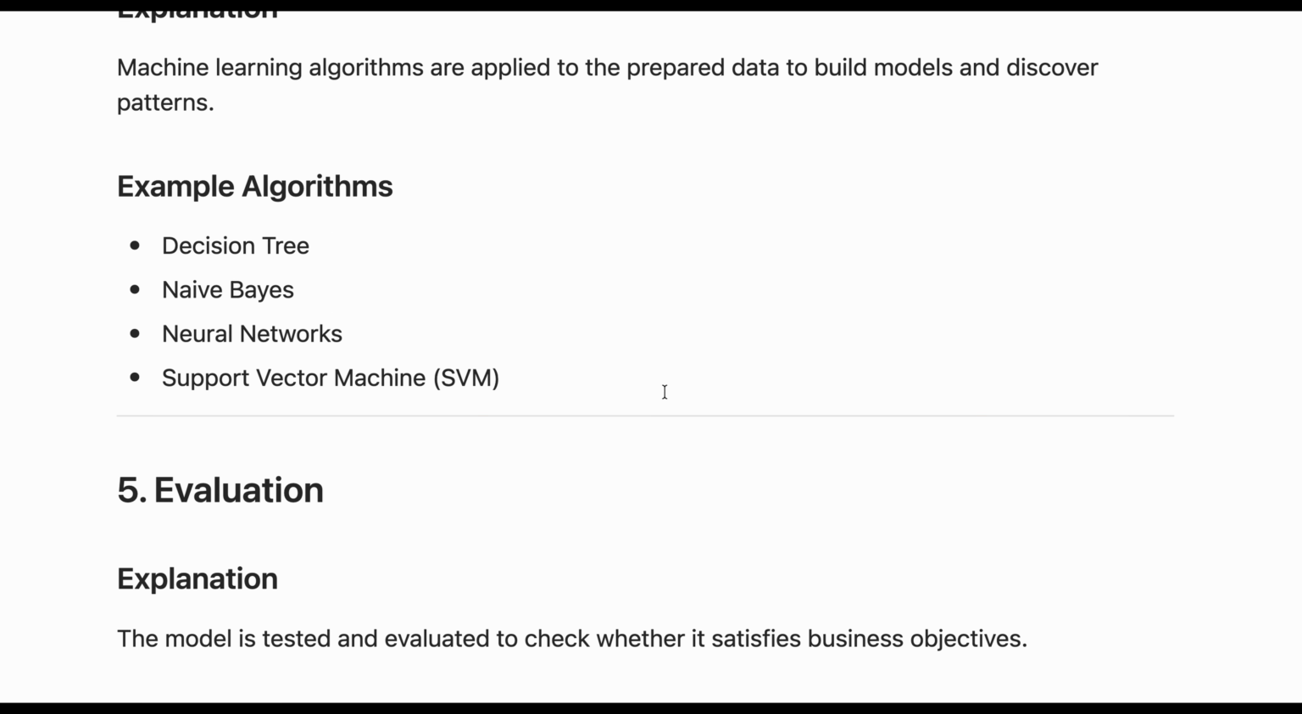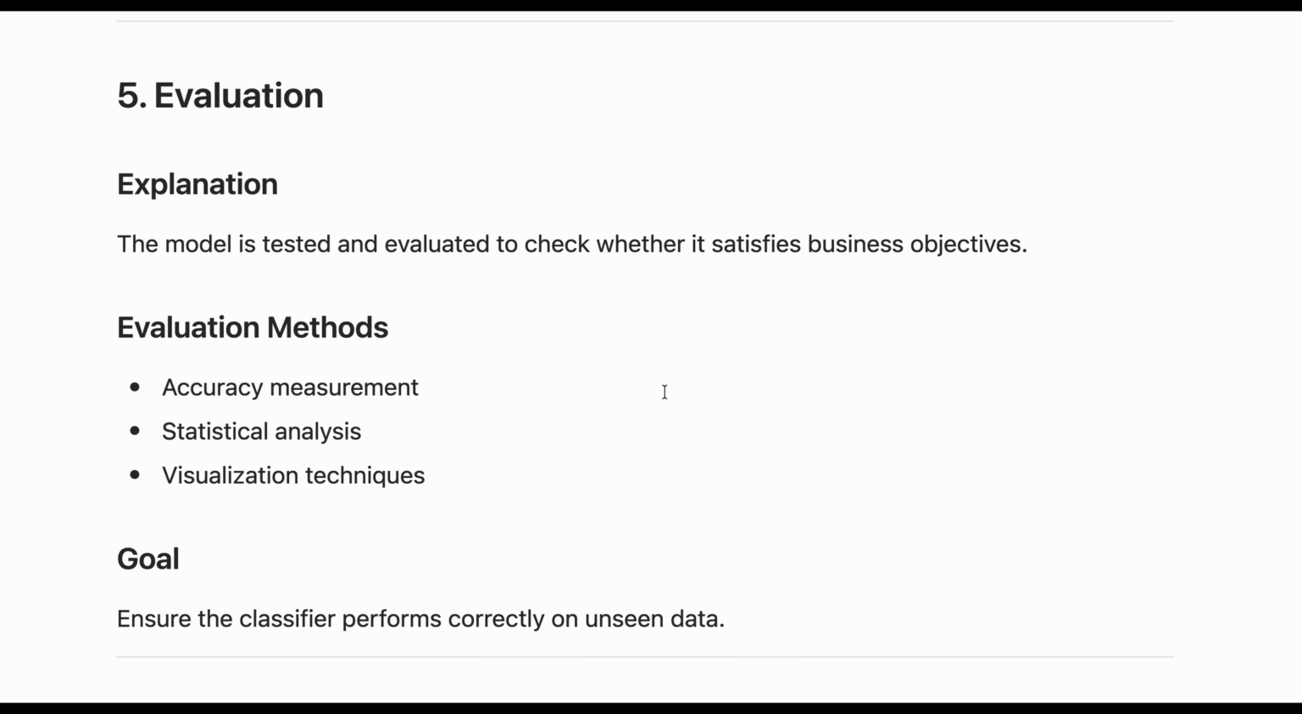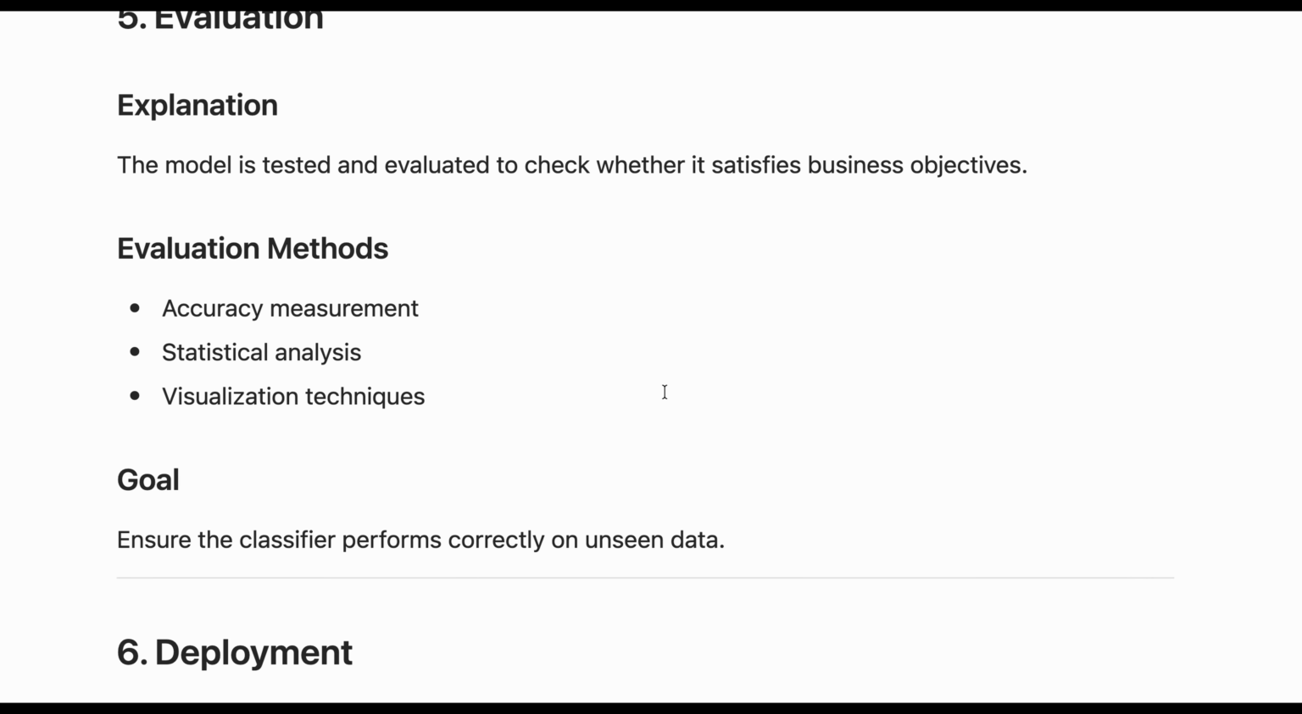Now move to our next one, which is evaluation. After building the model, the next step is evaluation. Here the model is tested to check whether it satisfies the business objectives. It means we verify how accurately the model performs on unseen data. Some evaluation methods include accuracy measurement, statistical analysis, and visualization techniques. If the model performance is not satisfactory, we may go back to pre-processing or modeling and improve the system again. So evaluation helps ensure the model is reliable.